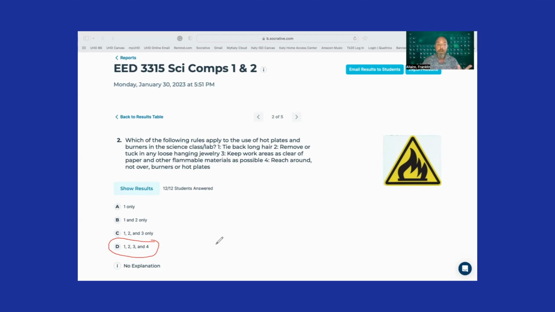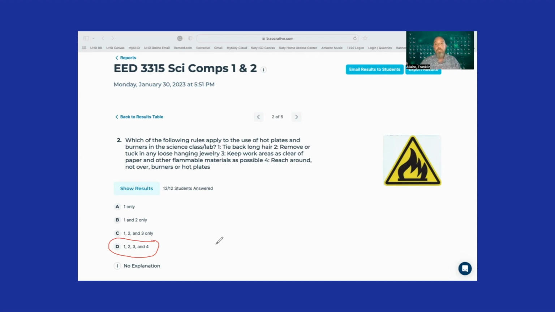We want to keep our work area clean of paper and other flammable materials. We never want accidents to happen, but we always want to prepare for the worst. And if you have papers and things that are all over your desk as you're working with a burner or a hot plate, that's just inviting an accident. So you want to try to keep your work area as neat and clean as possible.